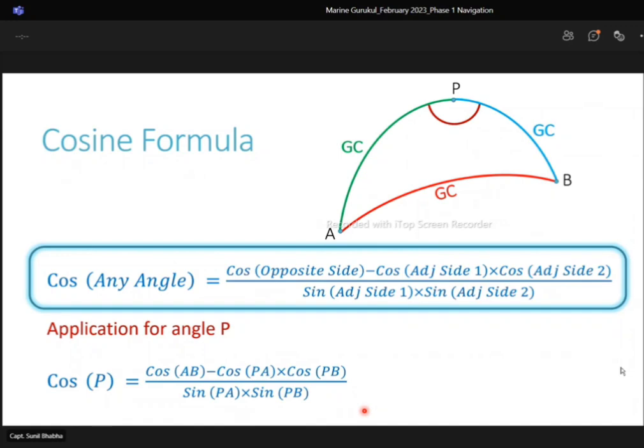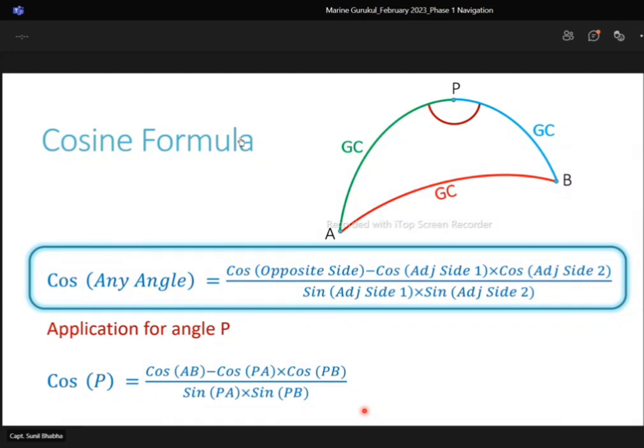Okay, beta. Beta, bas ek kaam karo aap. Aap isko read karo aur jahan bhi aapko doubt aa raha hai, please ask me. Okay, sir. Here, sir, cos angle, any angle equal to cos opposite side. There is, I lost connection, sir. Okay, no problem. Okay, no problem.